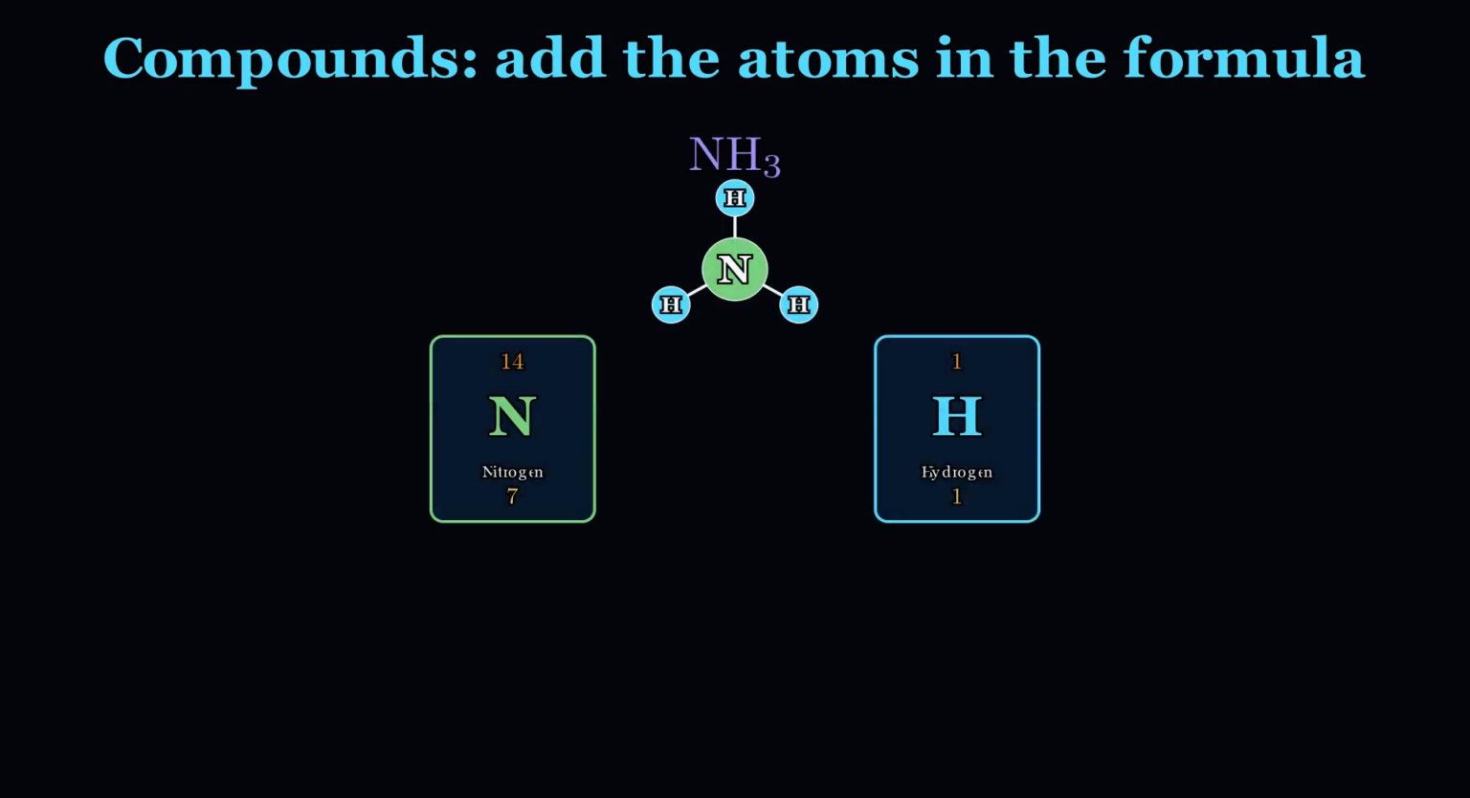Now ammonia. Nitrogen has a mass number of 14. Hydrogen has a mass number of 1. Ammonia contains 1 nitrogen atom and 3 hydrogen atoms. So the molar mass is 14 plus 1 plus 1 plus 1. That gives 17 grams per mole. If we have 34 grams of ammonia, moles equals mass divided by molar mass. 34 divided by 17 is 2. So we have 2 moles of ammonia.